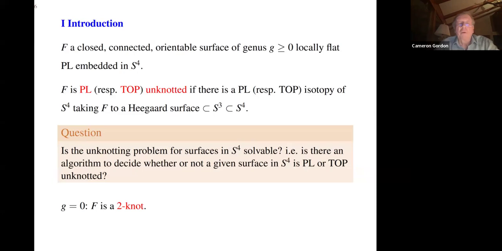More generally, of course, one can look at an n-knot, which would be a locally flat PL n-sphere embedded in the (n+2)-sphere. You can ask about the unknotting problem for n-knots, and it's known that it's solvable when n is 1. That's, of course, a classical theorem of Haken. Interestingly, my understanding is this was a bit of a surprise because this was proved in the late 1950s, and in the 1950s, various decision problems were being imported into topology.